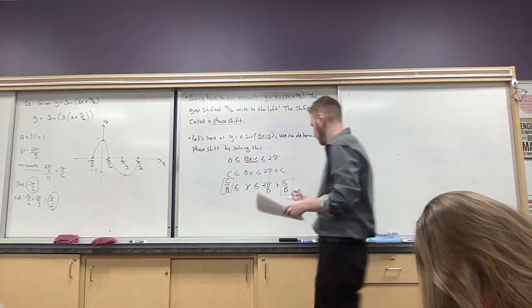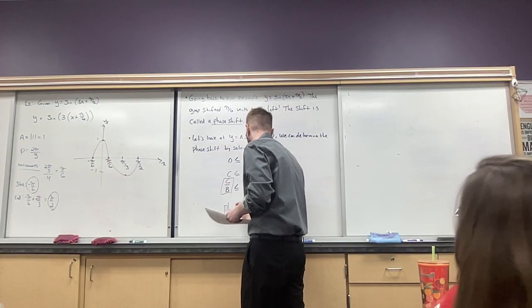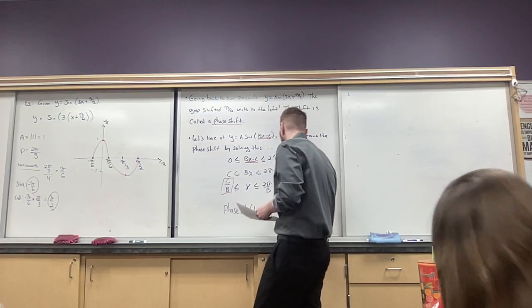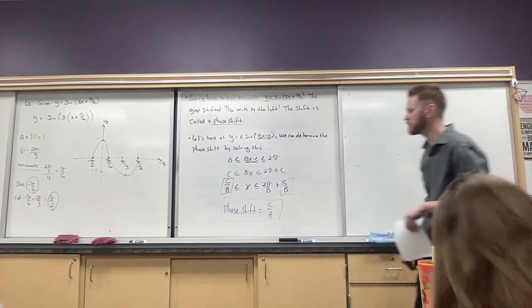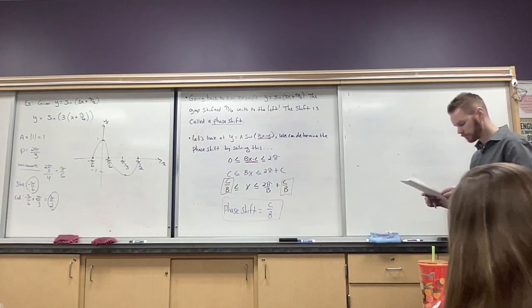Okay, so just to finalize it, our phase shift formula is C over B. So if you want to figure out how far it's going left or right, you take whatever the C value is and divide it by B.